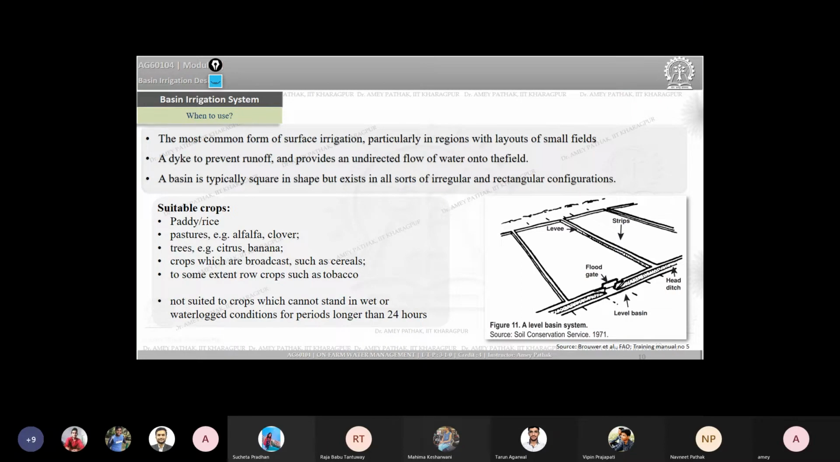The shape of the basin can be square, or it can be any shape, but the main thing is that we have a confined boundary. That is an important aspect of the basin irrigation system. It is suitable for paddy crop, pastures, grass covers, and sometimes horticultural crops as well. But it is not suitable for crops which are not tolerant to prolonged ponding of water.